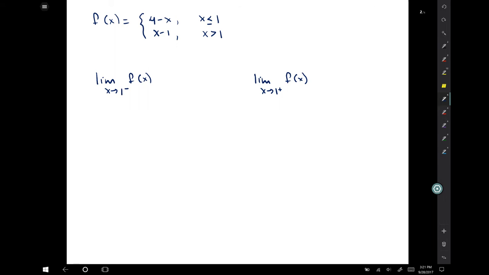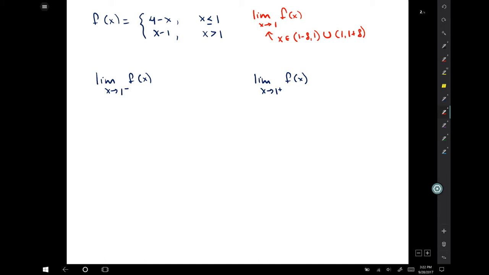Okay, so in order to compute this limit as x goes to 1, we have to compute the left limit and the right limit separately because our function is defined differently on either side of that. So a quick reminder, when we're taking the limit as x goes to 1 of f of x, this means that x is in this interval (1 minus delta, 1) union (1, 1 plus delta).